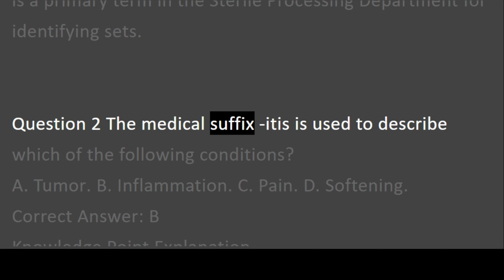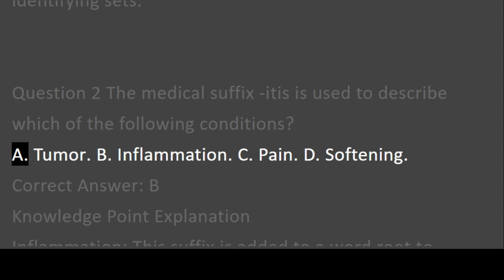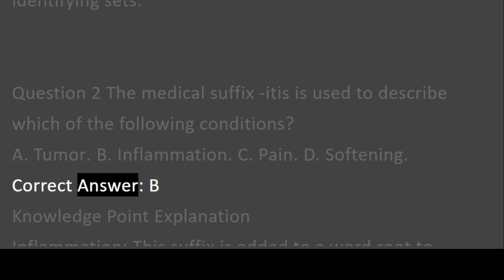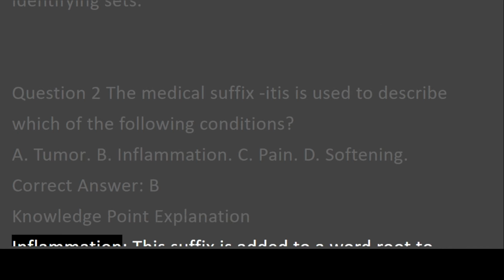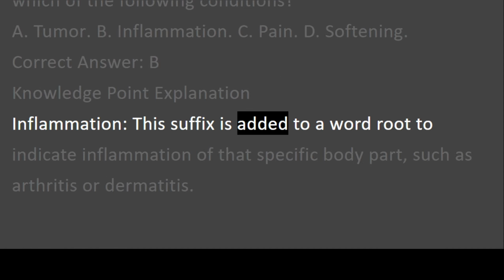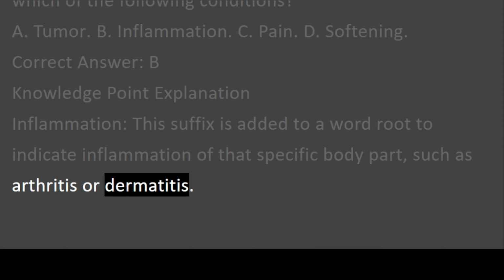Question 2. The medical suffix itis is used to describe which of the following conditions? A. Tumor. B. Inflammation. C. Pain. D. Softening. Correct answer, B. Knowledge point explanation. Inflammation. This suffix is added to a word root to indicate inflammation of that specific body part, such as arthritis or dermatitis.